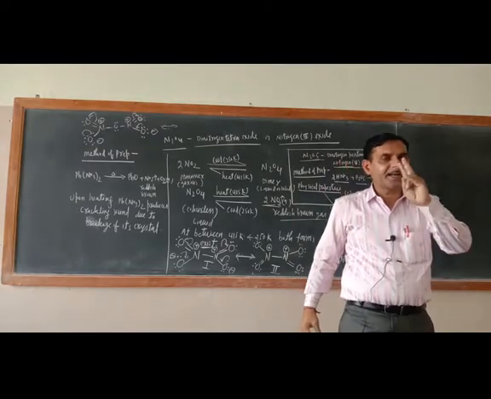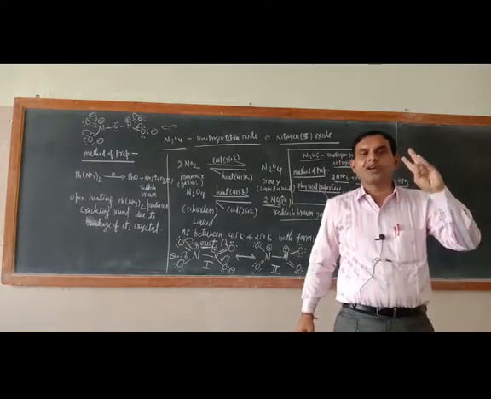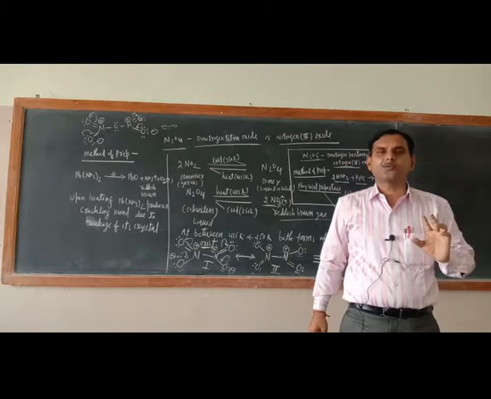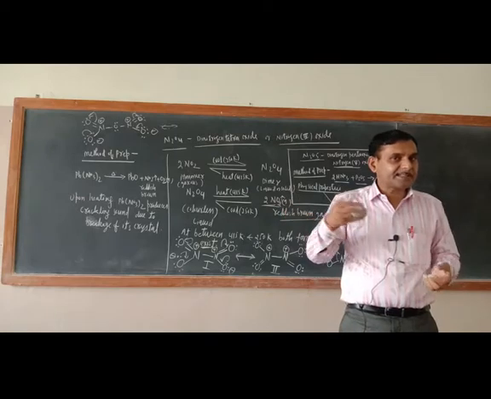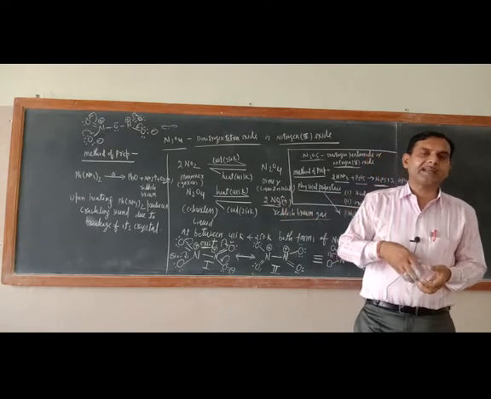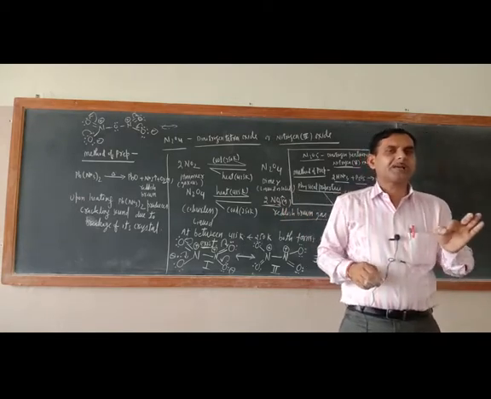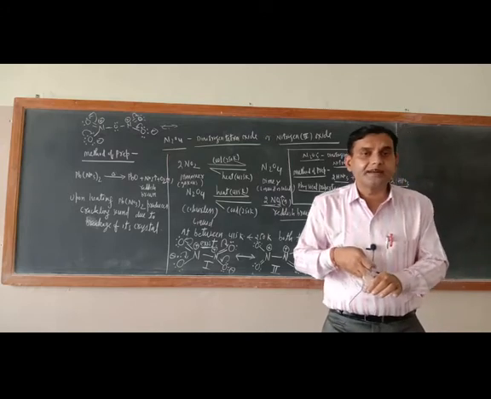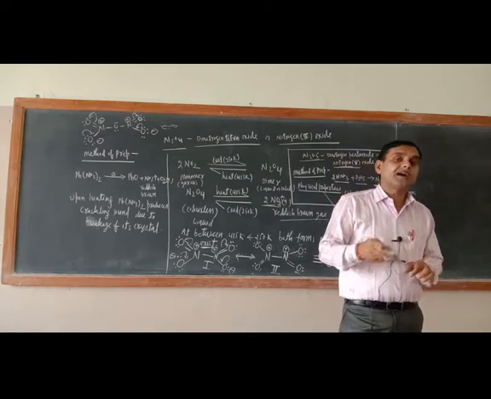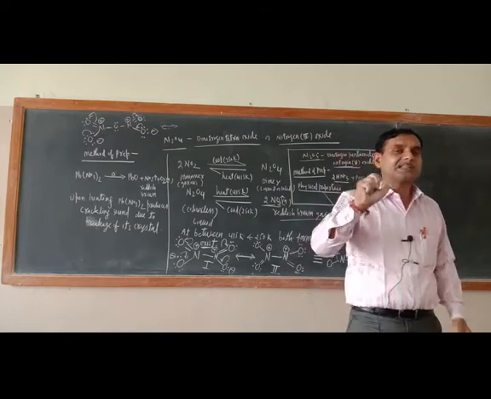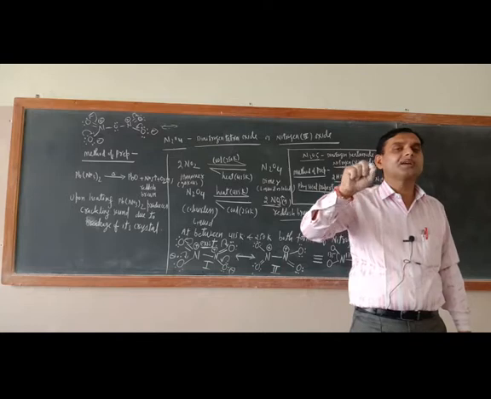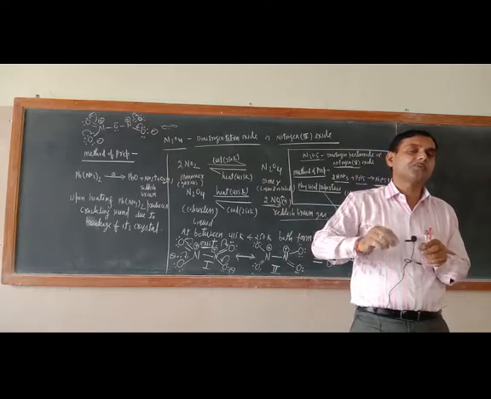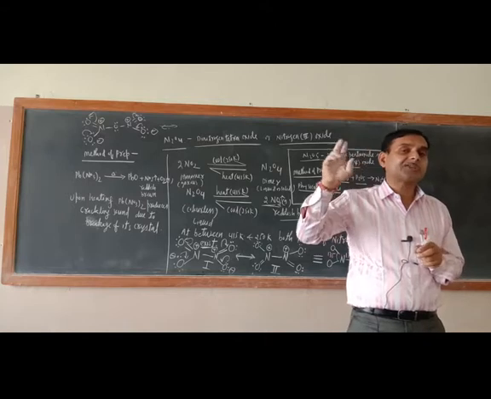In the ring test, what are you doing? Just see. You are taking the freshly prepared solution of FeSO4, and the nitrate salt aqueous solution. So in the aqueous solution of nitrate salt, you are adding the freshly prepared solution of FeSO4. What is the oxidation state of iron in FeSO4? +2. Okay, then with the help of the wall of the test tube, you are adding concentrated H2SO4.